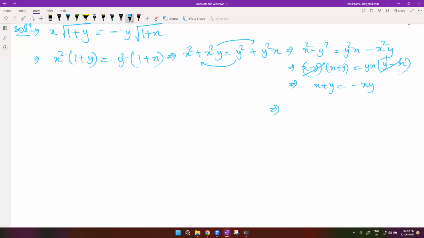Now you take x from there. So x is in multiplication, here it will come and divide. Or rather take xy from there, because what is minus xy? This is minus 1 into xy. So I'm taking xy from the right hand side to the left hand side. So this becomes x upon xy plus y upon xy is equals to minus 1. This is nothing but 1 upon y plus 1 upon x is equals to minus 1.